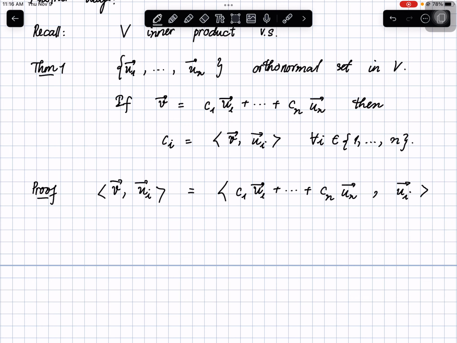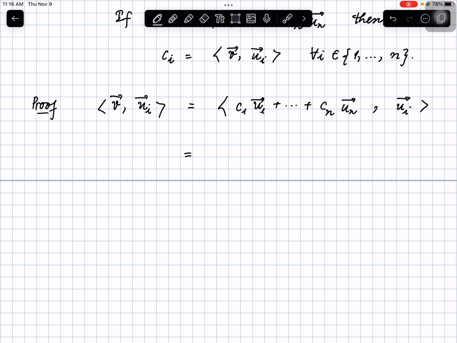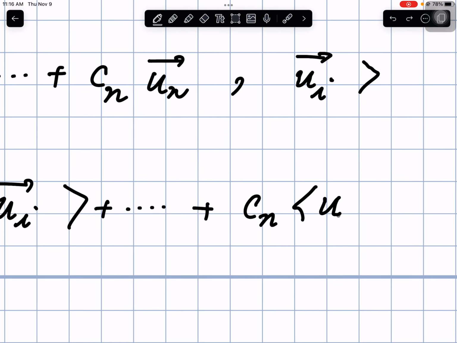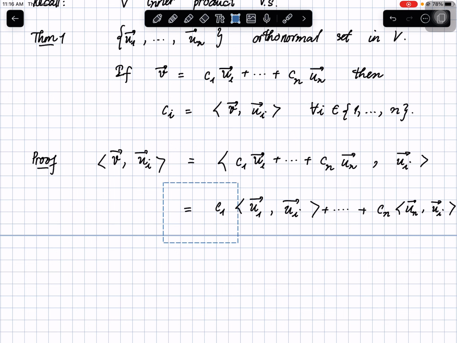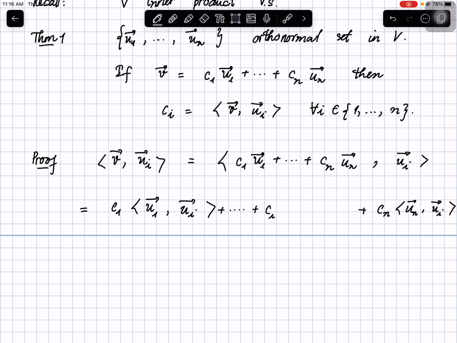Ui is just the ith element in the set, the orthonormal set. By linearity of inner products, this gives us C1 U1 Ui plus until Cn Un Ui. Maybe we write one more step, plus Ci Ui Ui.